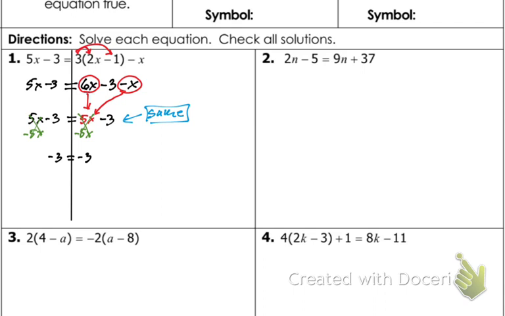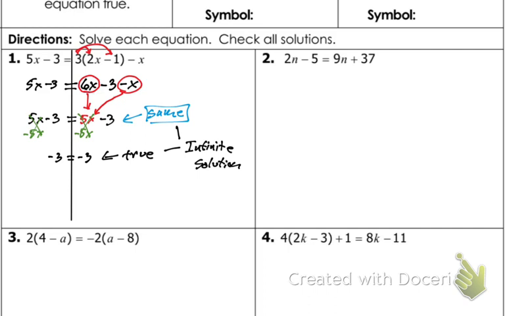All right, so is this true or false? Negative 3 equals negative 3, true or false? True. So either one of these means that we have infinite solutions. Well, I have all the work up here. Take your time and do those.